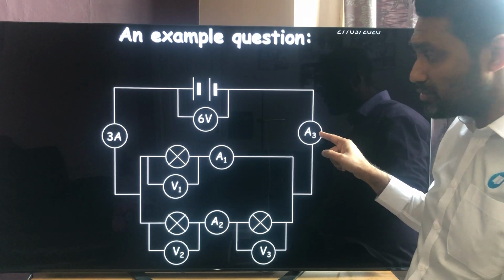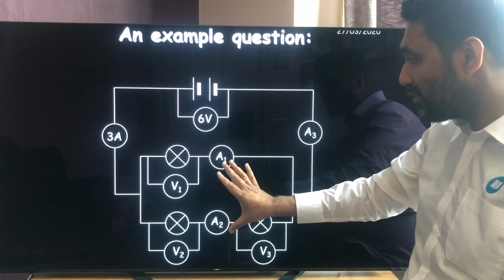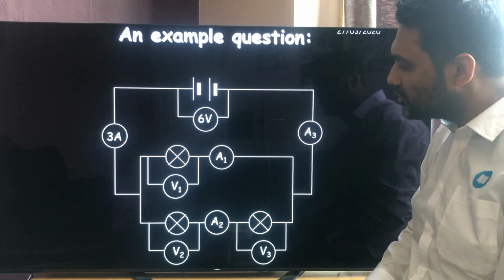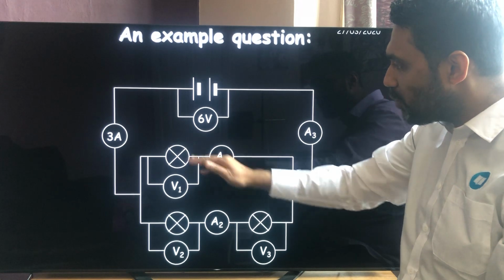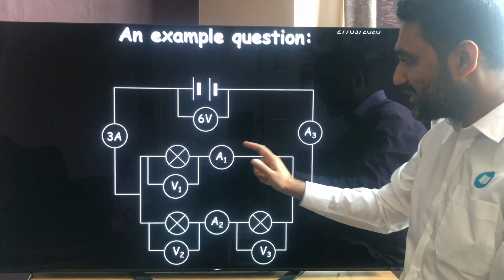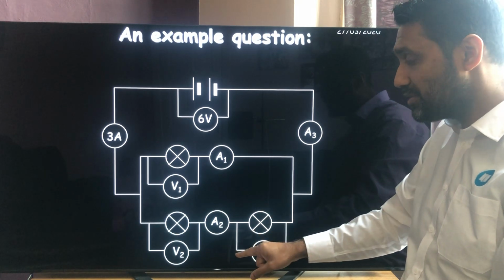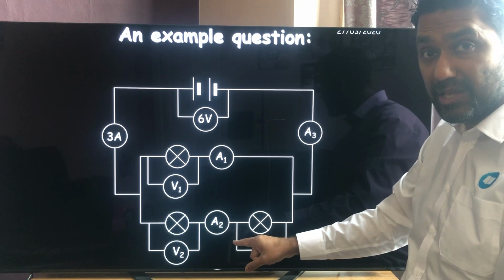That's going to be 3 amps there as well. So this is just like a normal parallel circuit. This is the end of it where it goes back to the battery. These are my 2 branches. Well, this branch has only got 1 bulb, this branch has got 2 bulbs. This one is going to have more current, and this one is going to have less current because it's got more resistance because there's more bulbs there.